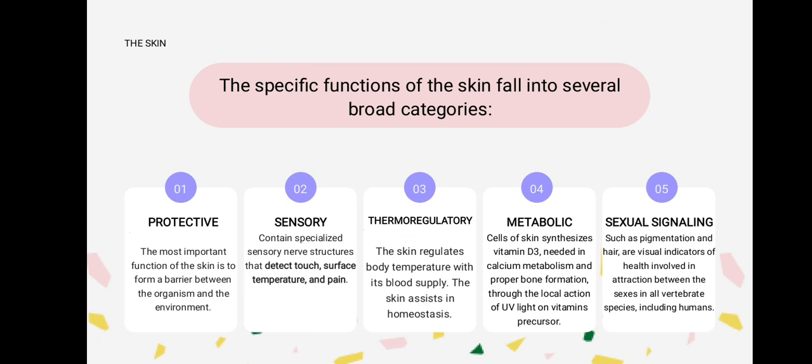Next is sexual signaling. Features such as pigmentation and hair are visual indicators of health involved in attraction between the sexes in all vertebrate species, including humans. So many features of skin, such as the hair and pigmentation, can also serve a function through sexual signaling.